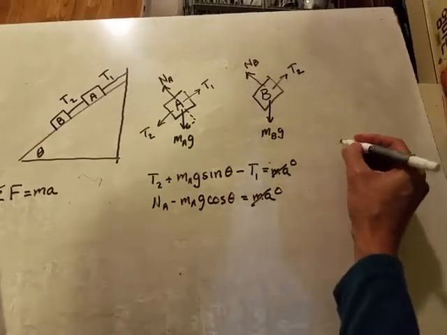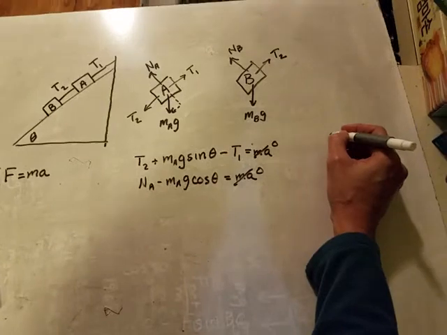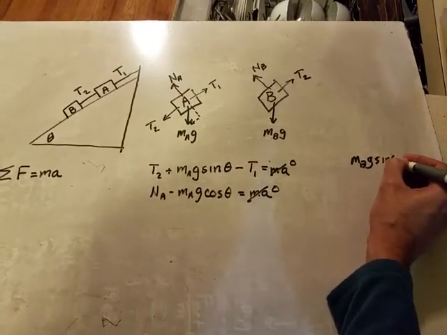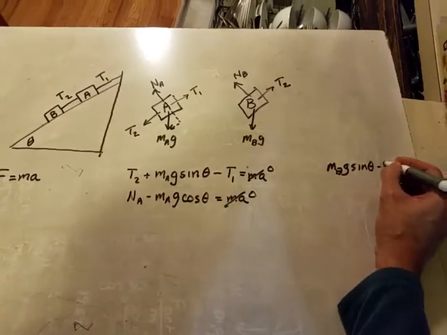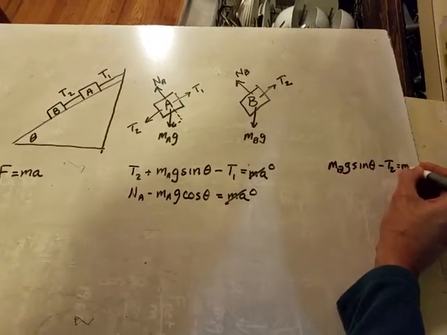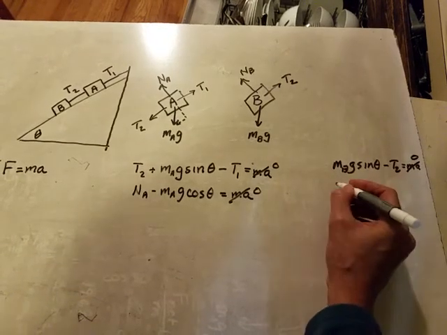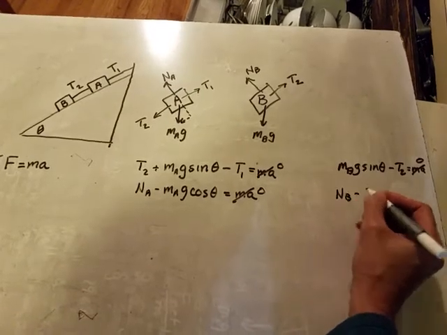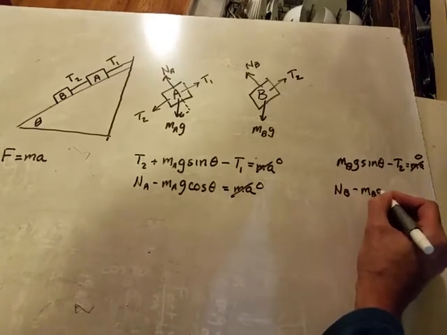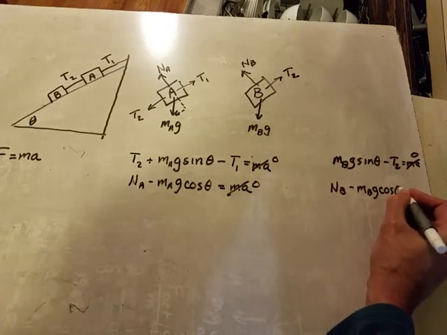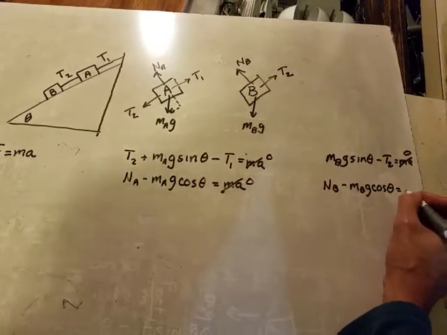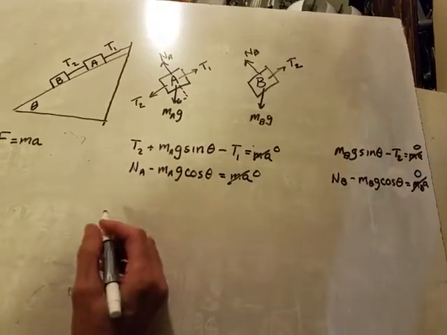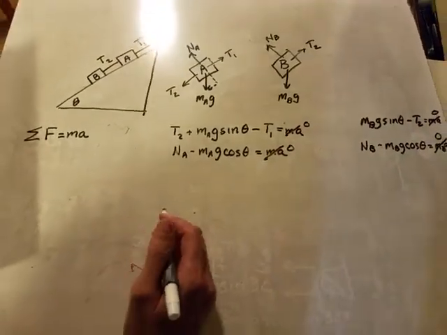Then for this one, I am going to have in the parallel direction MBG sine theta minus T2 equals MA. That'll be 0 because it's not moving. And then the normal force minus MBG cosine theta is equal to MBA, also 0.